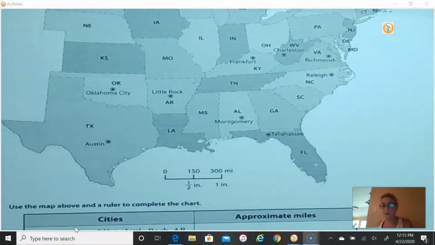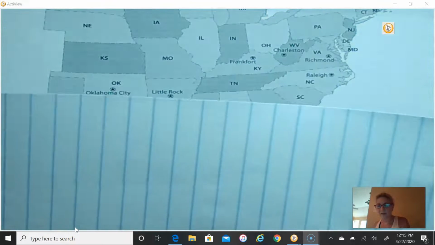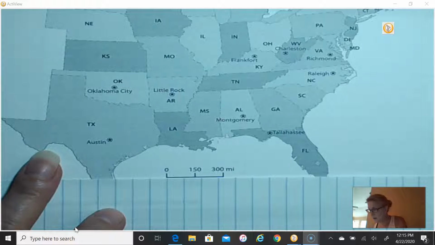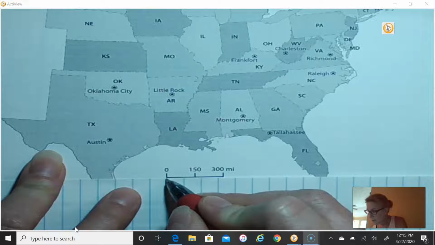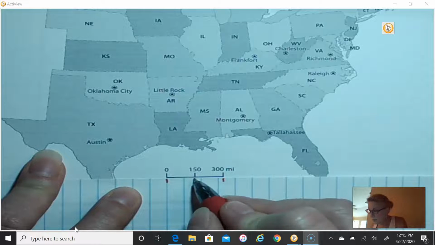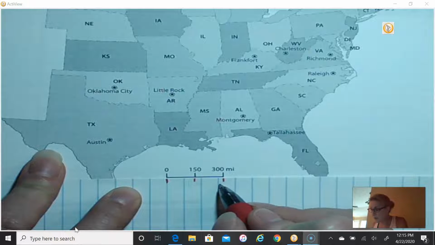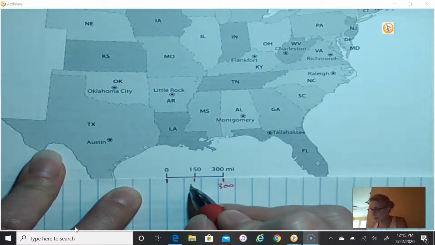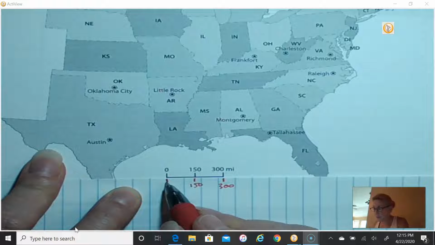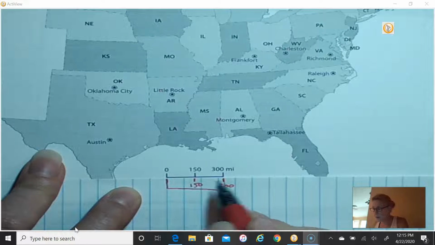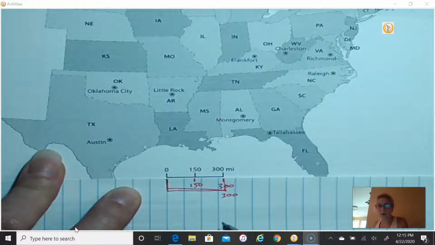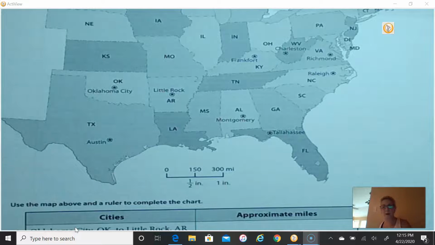So what I'm going to do is take this piece of paper. If you do not have a ruler, it's A-okay. I'm going to mark it right here to right here, see that? And I'm going to put 300, and I'm going to put 150. From here to here, ooh, that's ugly, from there to there is 300. That's 1 inch. But we're looking for miles.